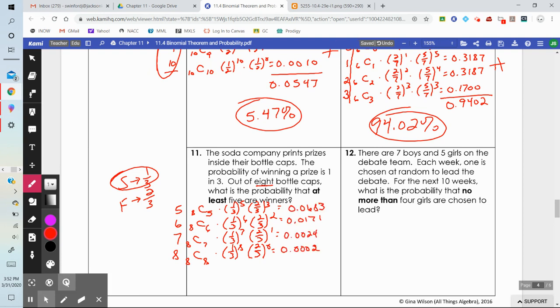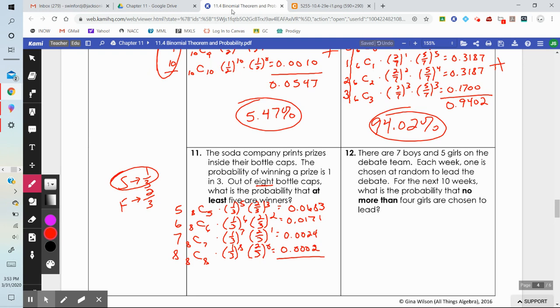And there you see all the different probabilities. And really, none of them are very likely. If you only have a 1 in 3 chance, the probability of getting 5 winners out of the 8 is only a 6% chance, nearly 7. The probability of getting 6 winners is going to be nearly a 2% chance. And then the probability of getting 7 winners or 8 winners out of the 8 are less than a 1% chance.